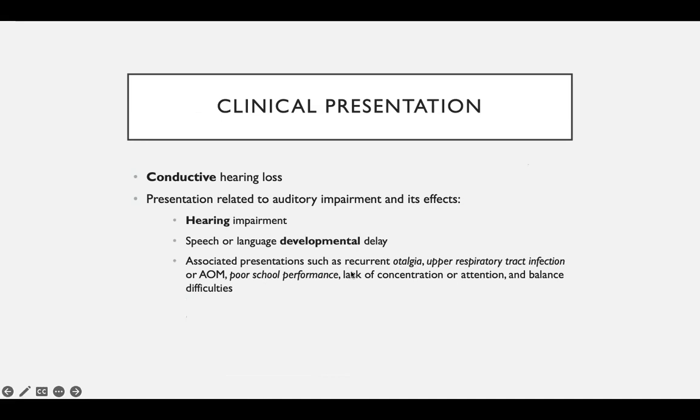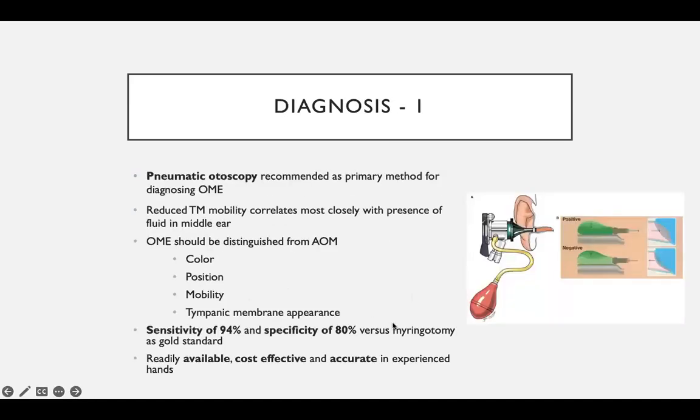They might have recurrent otalgia, or mom might complain that the child's always got features of an upper respiratory tract infection, or has an ongoing leaky ear. They might have poor school performance and lack of concentration or attention, and even balance difficulties as a result of vestibular dysfunction. So in terms of diagnosis, it's quite straightforward, but I thought it's well worth mentioning and emphasizing.